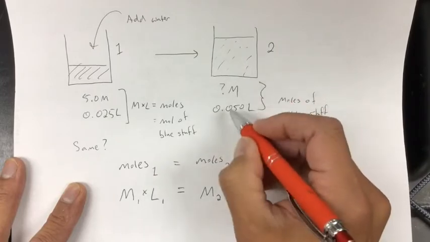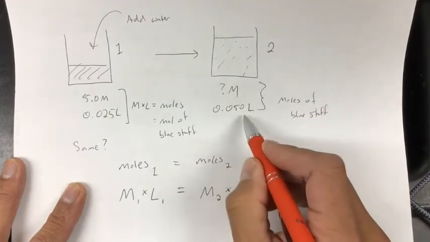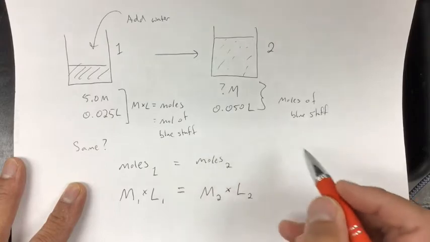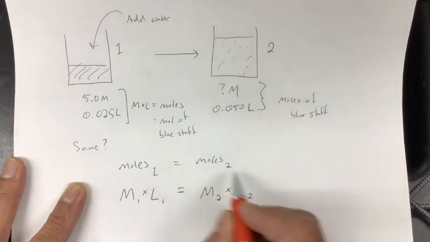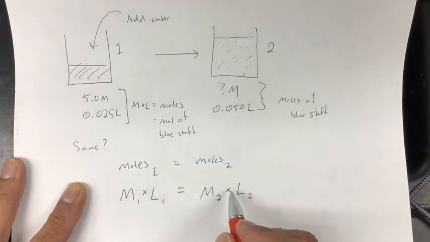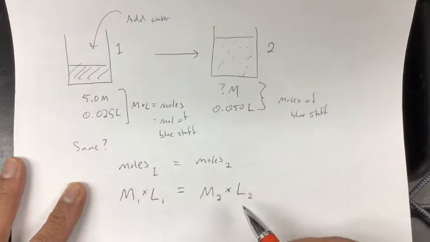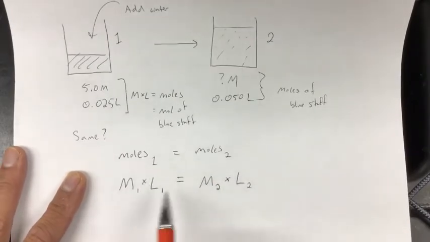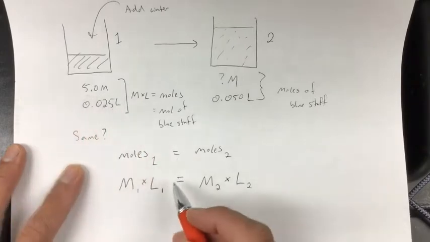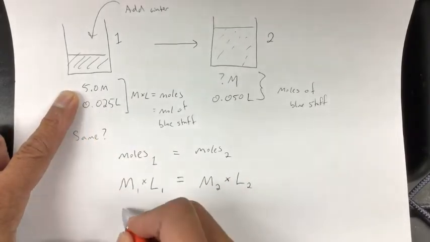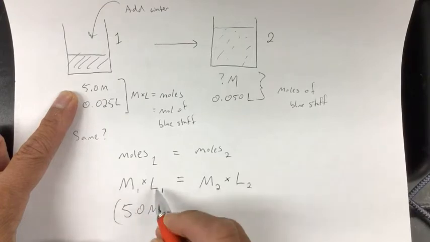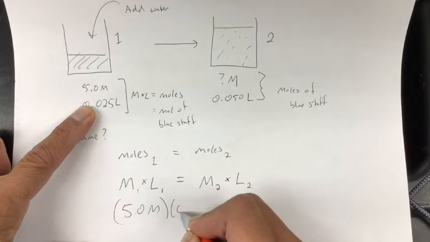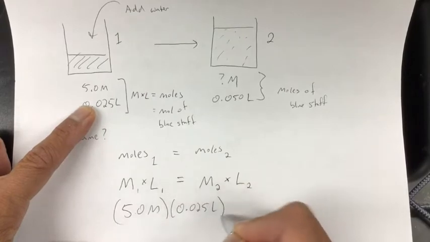I have this question mark molarity here. I know this volume, or the liters here, and now I'm just kind of fitting it into this equation. So moles here and the moles here are the same. Well, I have a lot of stuff here, right? So I know that this number is 5.0 molar, and this number here is 0.025 liters.